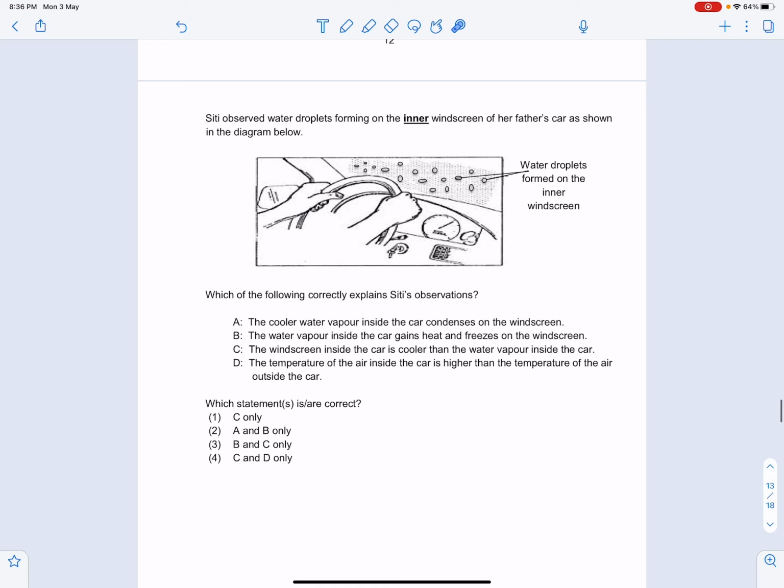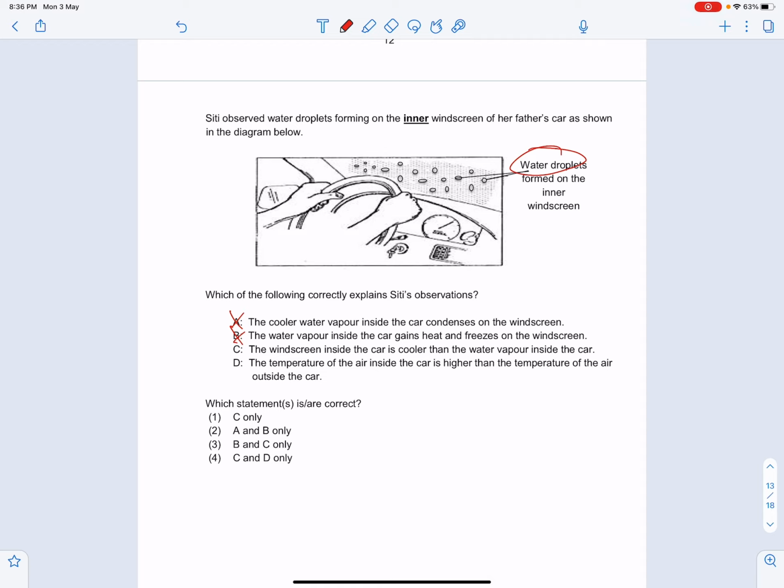The first statement says that the cooler water vapor inside the car condenses on the windscreen. Like I say, no, the air in the car should be warmer. That's what I said, so I know this is wrong. B, the water vapor inside the car gains heat and freezes on the windscreen. That's wrong too, because they already told you it's water droplets forming, not frost.